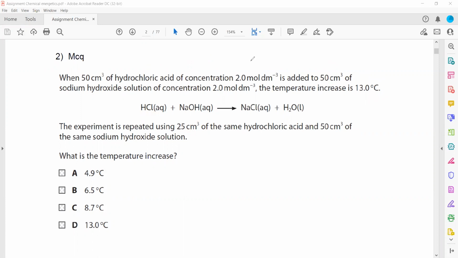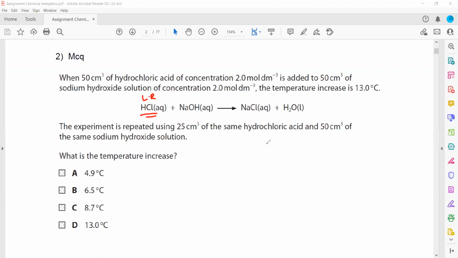But in the second part, we repeat the experiment using 25 cm cube of hydrochloric acid and 50 cm cube of sodium hydroxide with the same concentration. When we use 25 cm cube of hydrochloric acid, hydrochloric acid is now the limiting reagent. If we keep the same concentration and reduce the volume, the moles will also decrease.